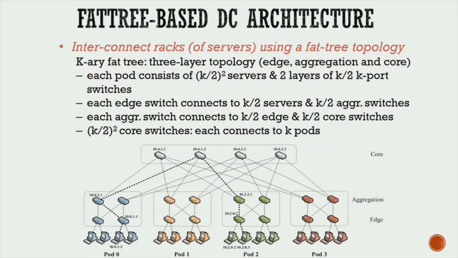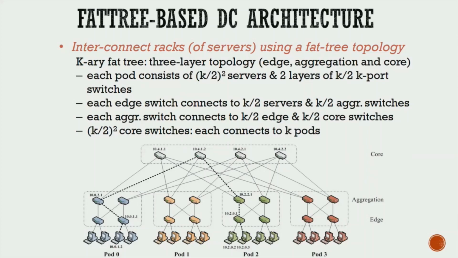But whatever topology you make, you always have to stick to those 4 conditions, and based on that decide how many switches you will have at the core, at the aggregation, at the edge, and how many servers you connect to. So if you just take the k as 4, we can go through that. So each pod consists of k by 2 square servers. So k is 4, so 4 by 2 is 2, 2 square is 4. So each pod has 4 servers. Okay? And it connects to 2 layers of k by 2, 4 by 2 k port switches. So each layer connects to this 2 switches.